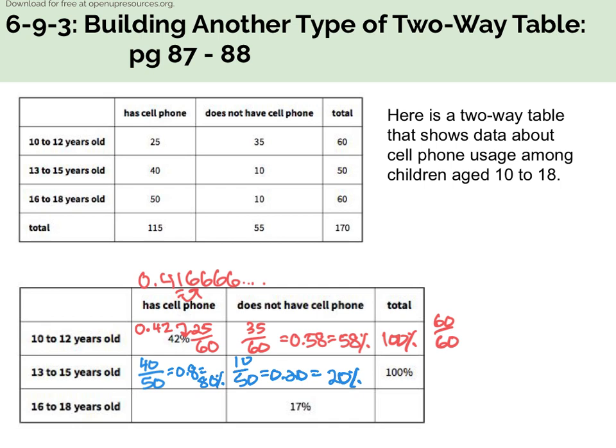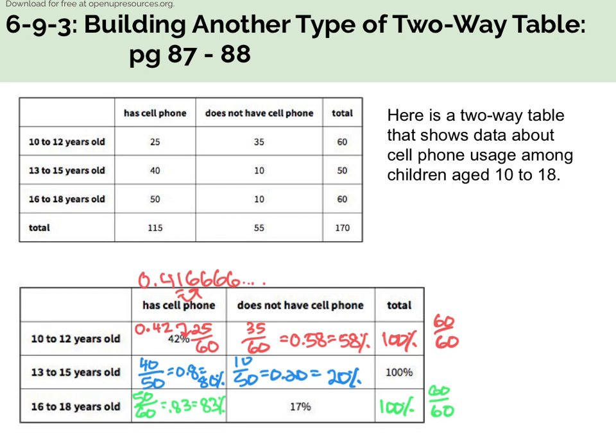And then the last one, we're going to do 50 divided by, and notice how this total over here is 60 again, so we're going to divide it by 60. So 50 divided by 60 is 0.83 or 83%. And then we have 17%, and then the total is always going to be 100% because technically it's 60 divided by 60, which is 100 or 1.00, okay?